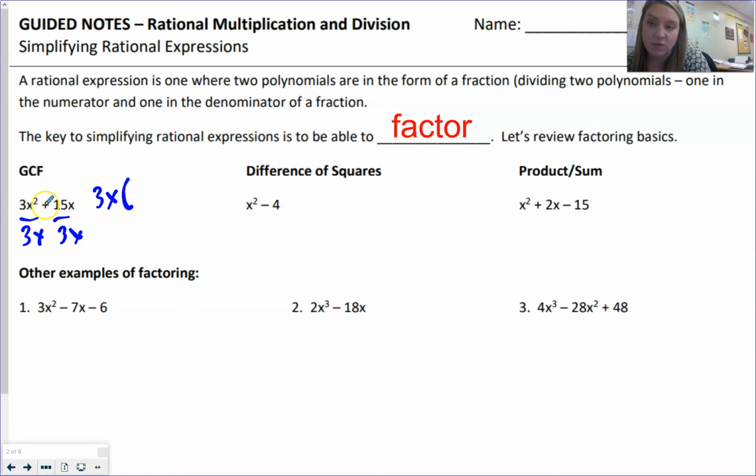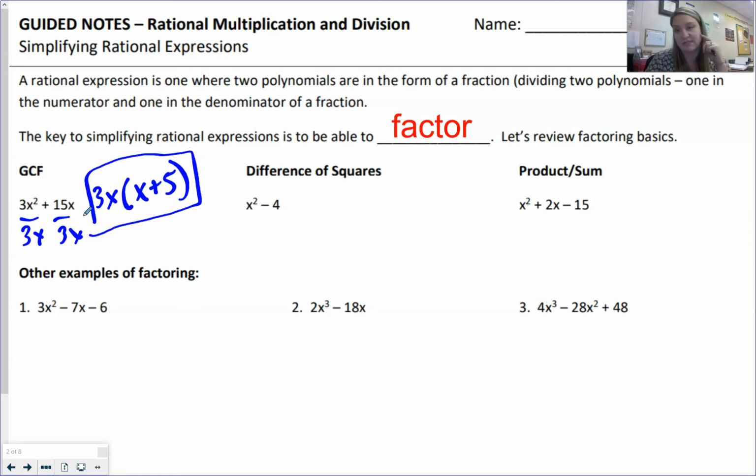3 divided by 3 is 1. x divided by x is x. Here, 15 divided by 3 is 5. x divided by x is 1, so it's not there anymore. So we have factored it to be 3x times x plus 5. And if I were to distribute it back through, I would get what I started with.